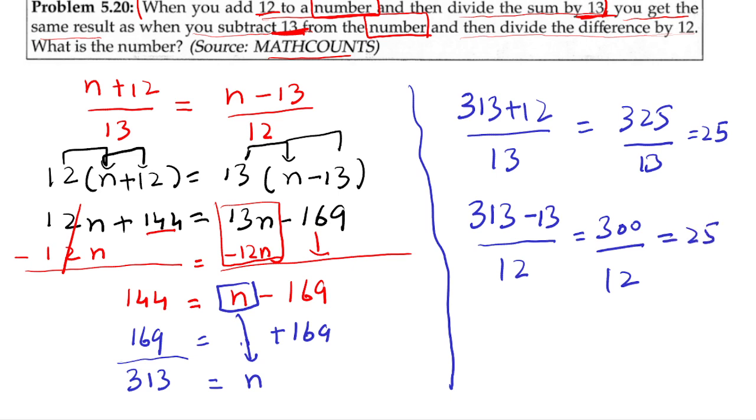So our answer n equal to 313 is correct, because this number satisfies both conditions.